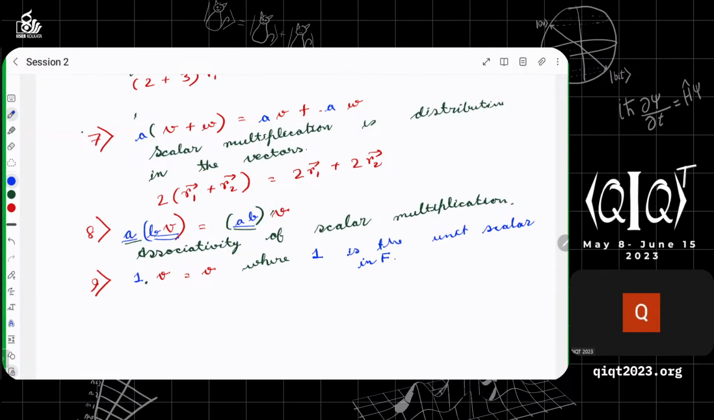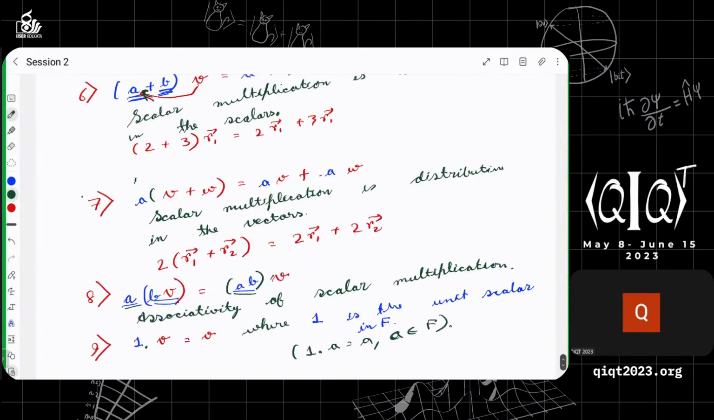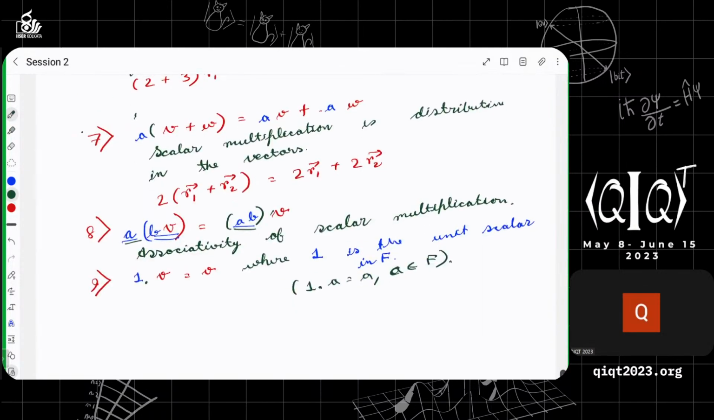And what does it mean by unit scalar? That means 1 times any scalar is the scalar itself. So where this is in the field. So if we have to officially define a vector space, this is how you define it. Now notice that I haven't again given an example for the last two. Maybe I should do that.